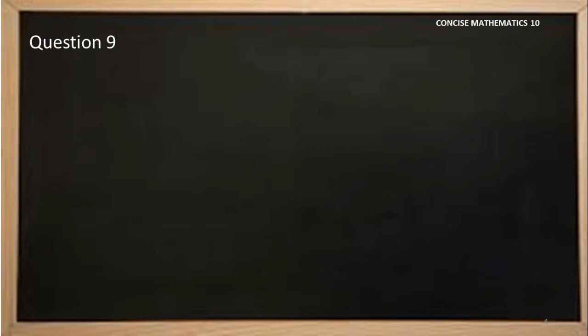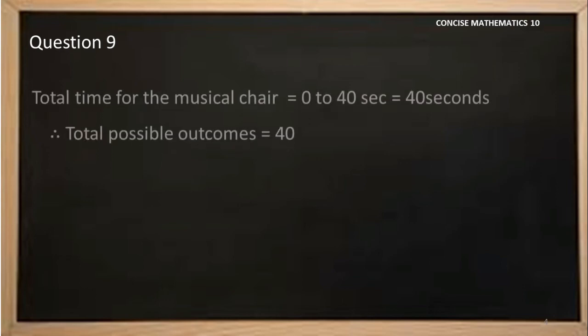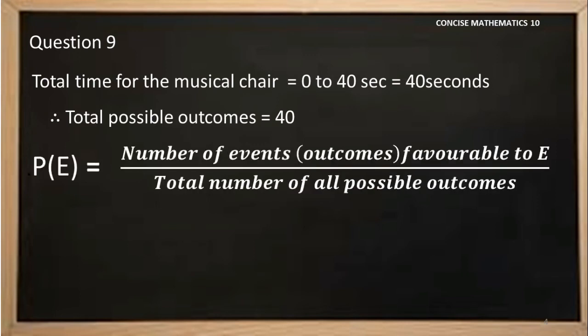Question number 9. In a musical chairs game, a person has been advised to stop playing music at any time within 40 seconds after its start. What is the probability that the music will stop within the first 15 seconds? So the question is, a game of musical chairs has been played and the total duration is set as 40 seconds. Hence the total possible outcomes is equal to 40.